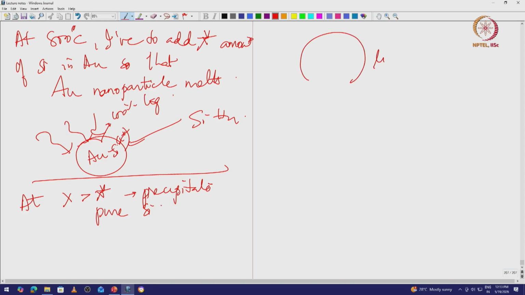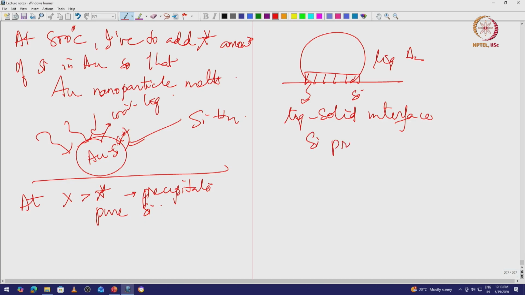Now where is the silicon precipitated? I have a liquid gold droplet and a silicon substrate. So typically the precipitation happens at the substrate, at interfaces. This is the liquid solid interface at which silicon precipitates. This is the first nucleus of silicon that is formed, and then more and more silicon precipitates, more layers are added, and eventually, since the droplet is of finite size, the droplet starts to rise.